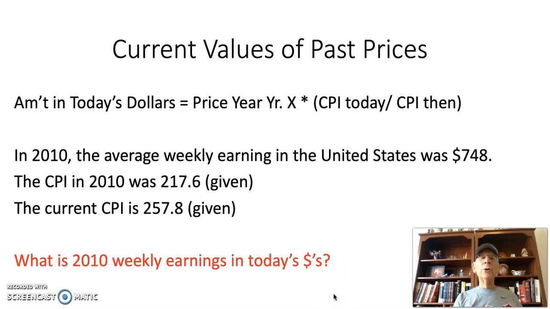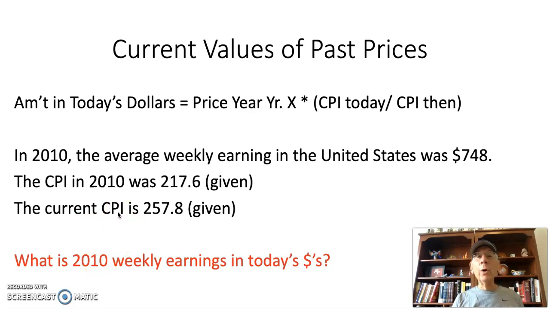Okay, here's a problem for you. I looked up and saw that in 2010, the average person working full-time in the United States was making $748. If the consumer price index, I looked this up, was 217.6 then in 2010, and it's currently 257.8, what is 2010 weekly earnings in today's dollars?